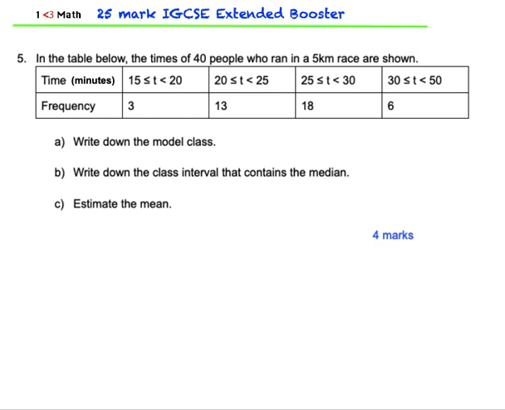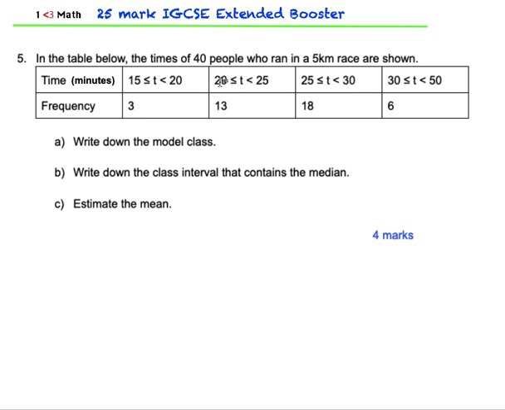Question 5. In the table below, the times of 40 people who ran in a 5-kilometer race are shown. So in the table we have time in minutes. The first class interval, these things here are called class intervals. We've got t is greater than or equal to 15 and less than 20. So these 3 people who ran in that class interval basically ran somewhere between 15 and 20 minutes.